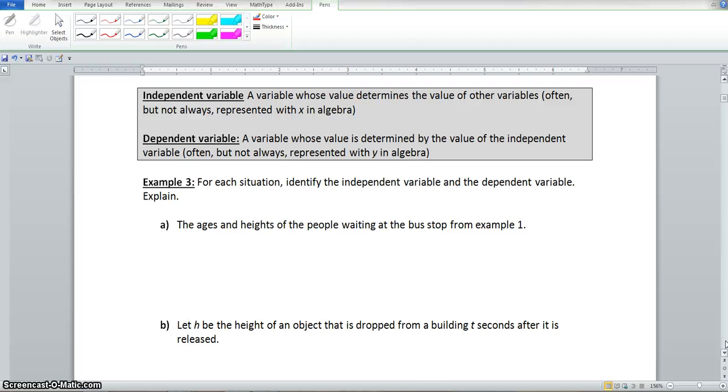Let's take a look at A. The ages and heights of the people waiting at the bus stop from example 1. Now we want to find the independent and the dependent variable. The independent variable is the ages. So that will equal our x in most situations, because your height really has nothing to do with your age. You could have somebody that's 90 years old that's only 4 feet tall.